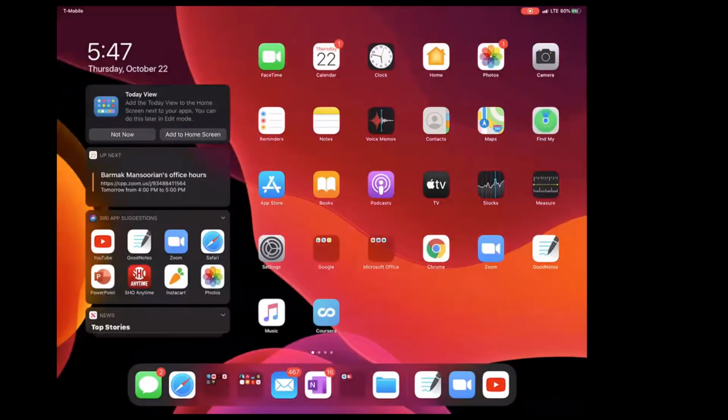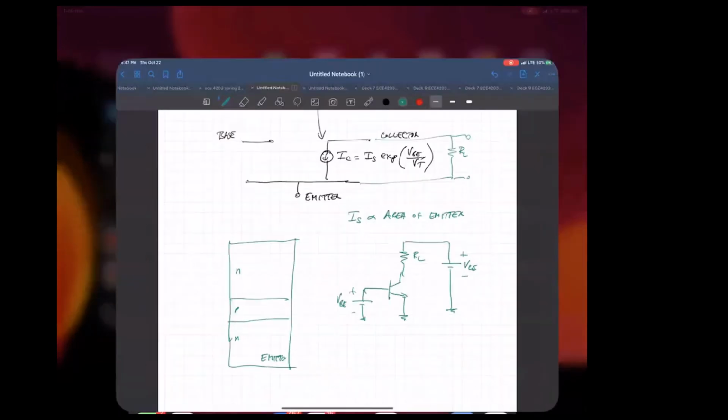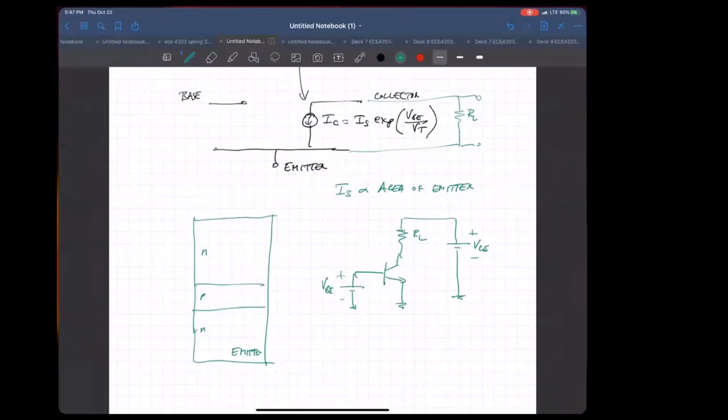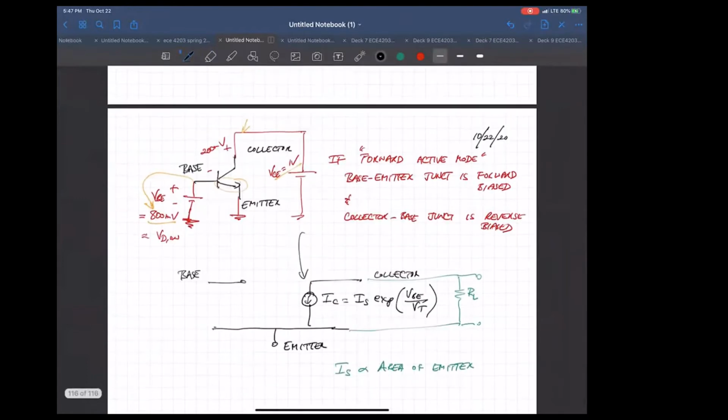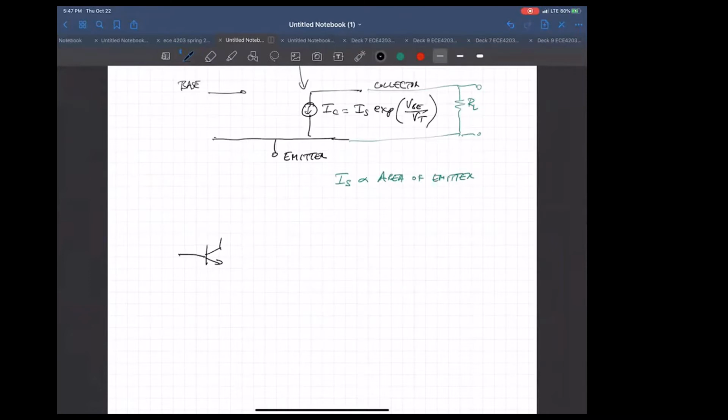So let me draw this again for you guys. What I was saying was that this is a kind of theoretical thing, so let me just draw this schematic. I'm going to draw something like this again, now with the resistive load. This stuff stays the same, but then the resistive load goes like this. Okay, and why is that? So let's look at the direction of the currents.